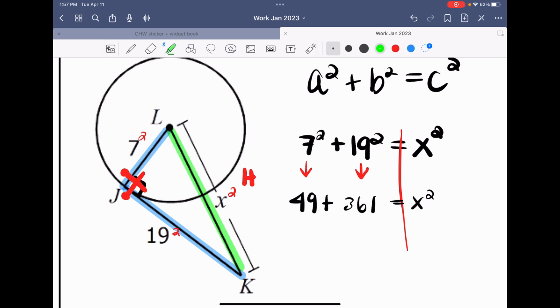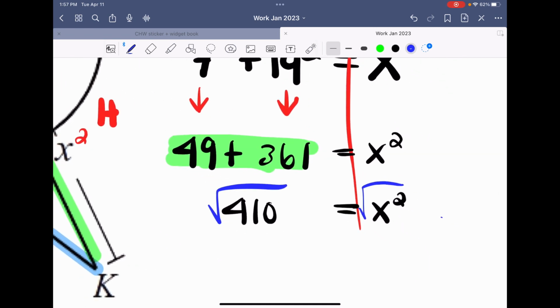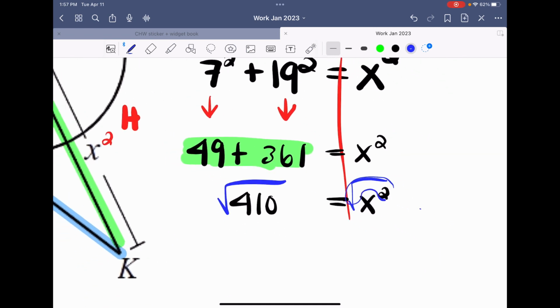Then I am going to follow my math. It's telling me to add these two numbers. And I get 410. And then at the very end, to get rid of a squared is a square root. So we're going to do square root of both sides. So what that does is these two cancel each other out. Now we only have x left over, which means we're at the answer. And then now we just got to take the square root of 410.